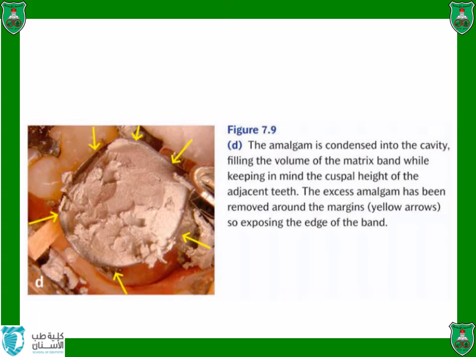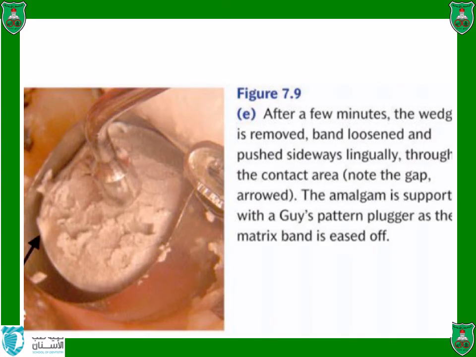We should take care to fill the cavity to the height of the cusps of adjacent teeth, and excess amalgam should be removed around the margins, as you see by the yellow arrow. Now, when you condense the amalgam above unset resin, unset bonding agent, as we say, there will be interlap, or the amalgam will be mixed with the unset bonding agent, and then the bonding agent will finally set, and there will be interlock between them. After that, you will remove your matrix.